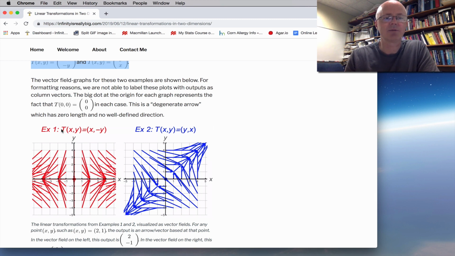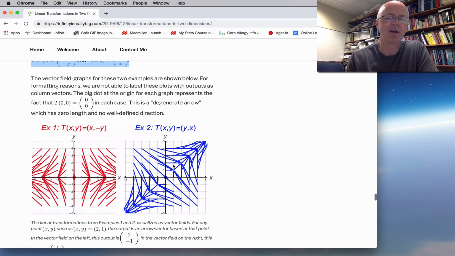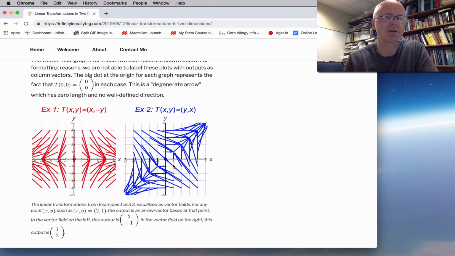This is the vector field for the reflection across the horizontal axis from example 1. This is the vector field for the reflection across the 45-degree line, y equals x. How do you draw these? How do you get a computer to draw them? For any input point, such as the point 2, 1, which would be right here, the output is a vector.